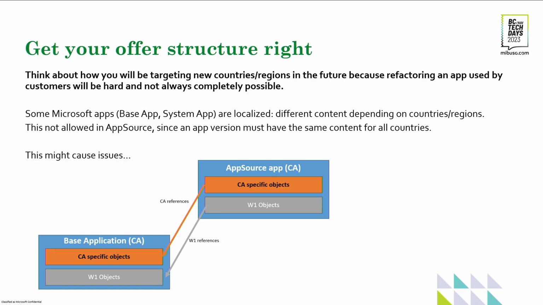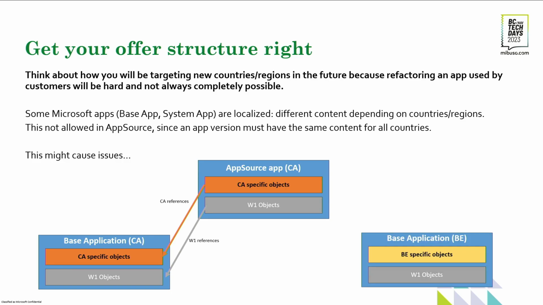If you have an app that you've pushed to AppSource for, let's say, Canada, and it has a mix of objects that are specific for Canada and for W1, the common localization for all countries, it will work fine on Canada, but as soon as you're trying to move to another country, some of the references will be resolved, some others will not, and it will fail. So that might cause you some issues. We know from experience that this type of refactoring is hard to do when you already have customers live, so try to think about it ahead of time.